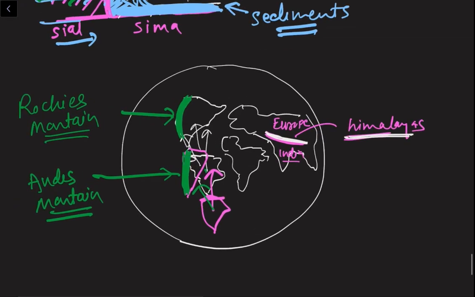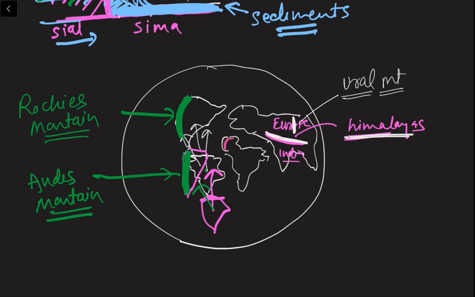So he cannot explain those fold mountains which are inside the interiors of the continent. Similarly, he cannot explain the Ural mountains here in Russia. He cannot tell the origin of these Ural mountains, but he can easily explain the Andes or Rockies.